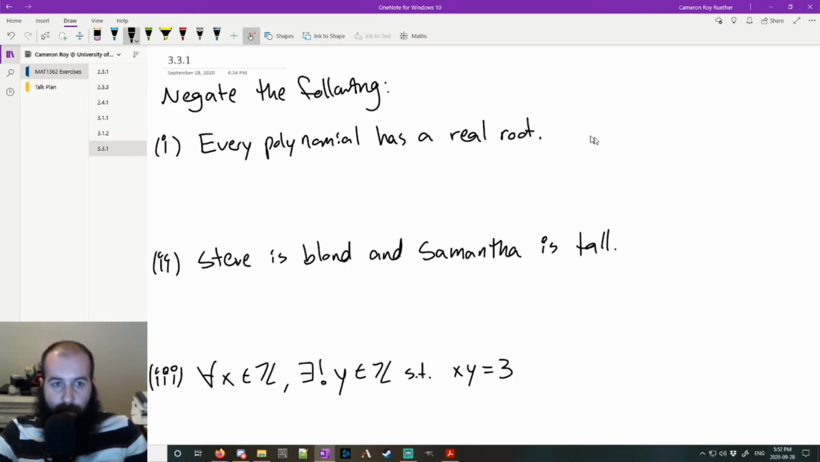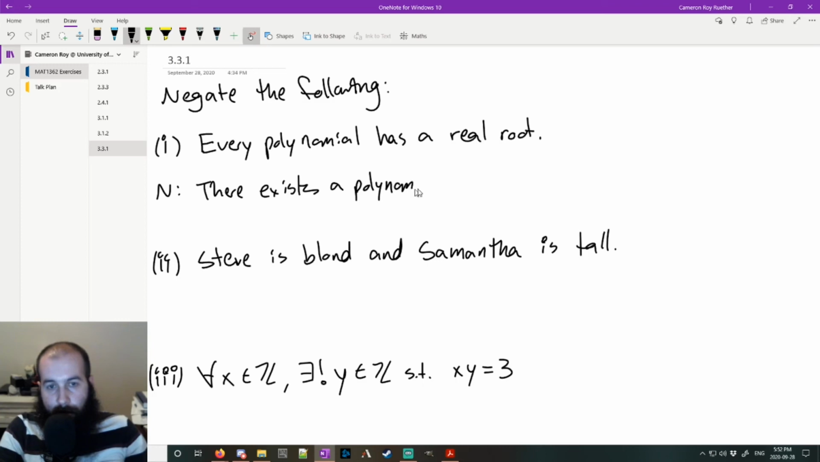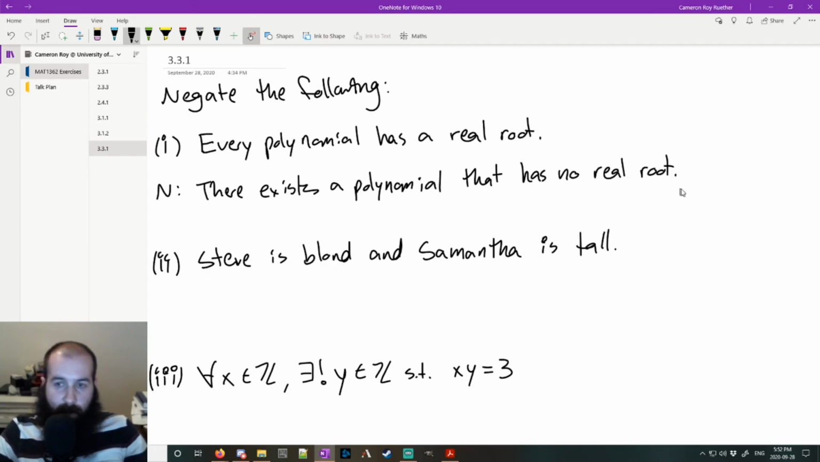3.3.1 gives us 7 expressions to negate, some of them written out mathematically, some of them in English. We're going to identify the underlying logical structure and then come up with the negation. So 1, every polynomial has a real root. Every is a for all statement. So the negation becomes an existence statement. So the negation is that there exists a polynomial and then the negation of the claim. So there exists a polynomial that has no real root. Or that does not have a real root, whichever way.